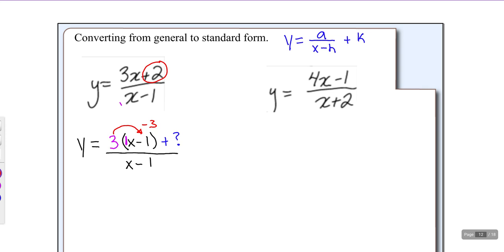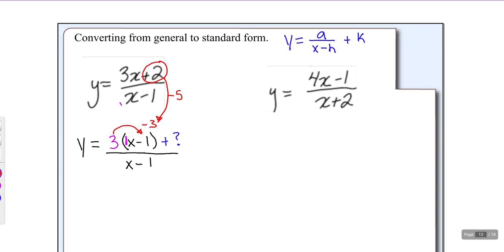The original question is plus 2. So I need to turn positive 2 into negative 3. I would do that by subtracting 5. So if I went back up to that original equation and I took plus 2 and I subtracted 5 from it, it would then be negative 3. If it's negative 3, I could then factor out the 3 and give me x minus 1. All right. Taking this plus 2 and subtracting 5 to make it negative 3.